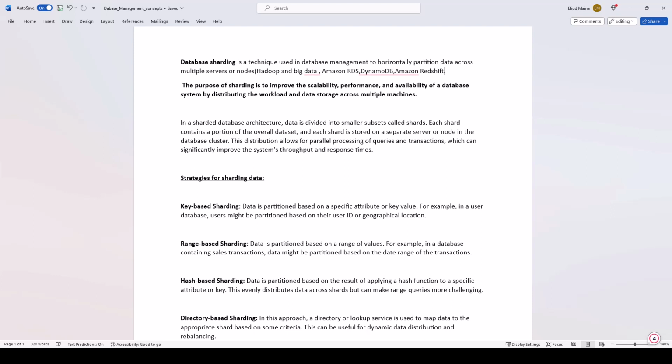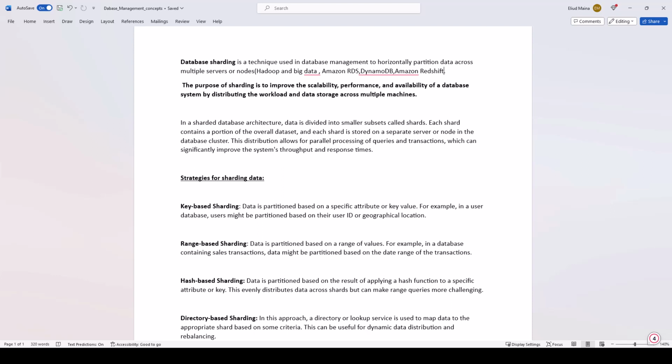We do have another service where we can do sharding. It's called Amazon Aurora. Aurora is a MySQL and PostgreSQL compatible relational database engine provided by AWS. It supports sharding through its multi-master and multi-region capabilities, allowing you to distribute data across multiple instances and regions to improve scalability and fault tolerance.